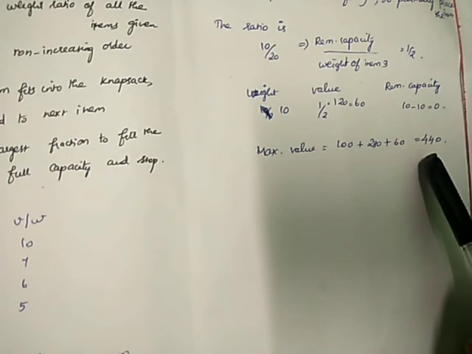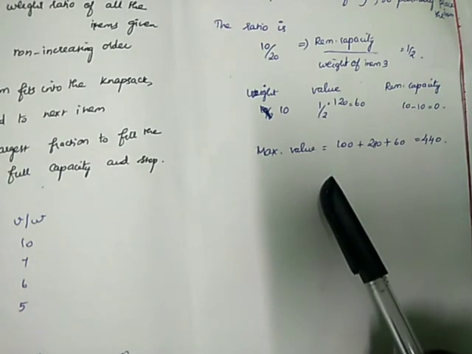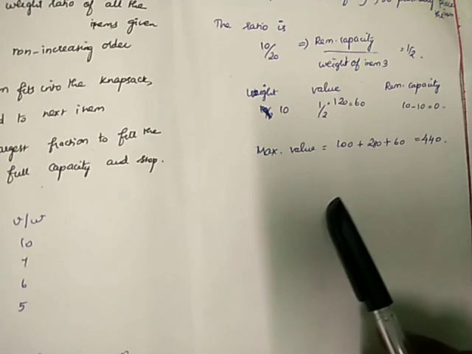This can be taken as the maximum value of the knapsack. So that's all about the approximation algorithm.